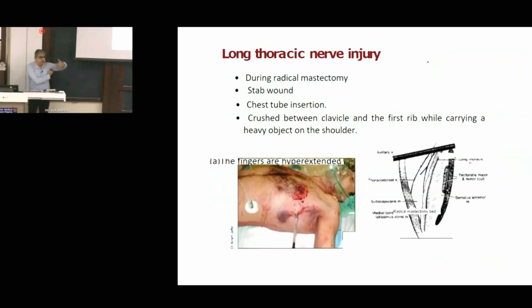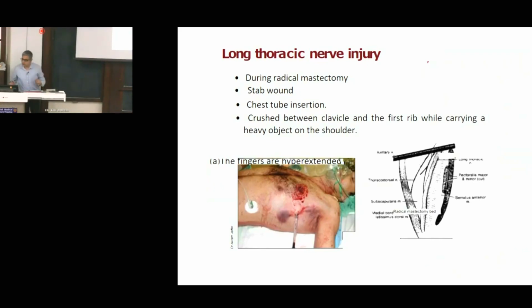If you remember, the long thoracic nerve runs along the medial side of the chest, along the ribs, with the serratus anterior. How is injury possible? Either a stab injury, or you are doing intercostal drainage, you go behind, and that is the place. If you don't remember that the long thoracic nerve is here and you injure it, after a few days the person will come with a problem. This is an iatrogenic injury, meaning doctors create the injury.